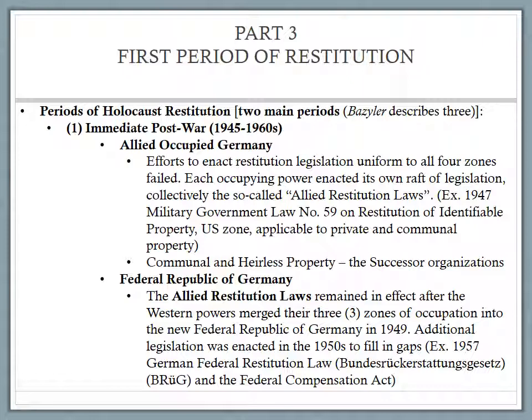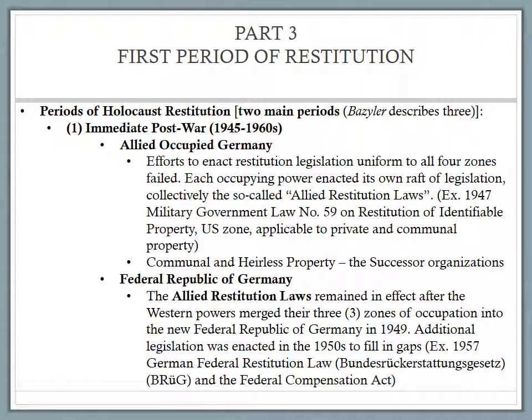So in the U.S. zone of occupation in 1947, military government law number 59 on restitution of identifiable property was enacted. The law permitted restitution claims from any person, regardless of citizenship, whose identifiable, movable, and immovable private and communal property was confiscated between 1933 and 1945 on account of race, religion, nationality, ideology, or political opposition to National Socialism. The law required restitution of property irrespective of whether it was in the hands of the state or third parties.